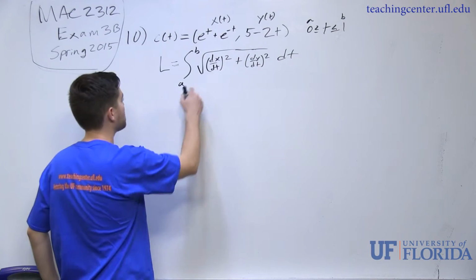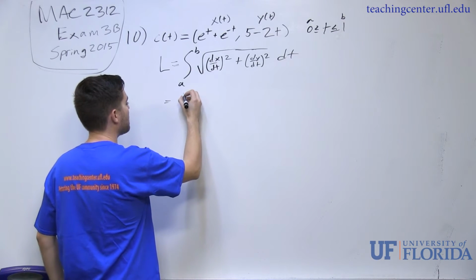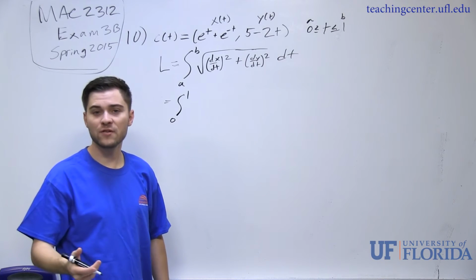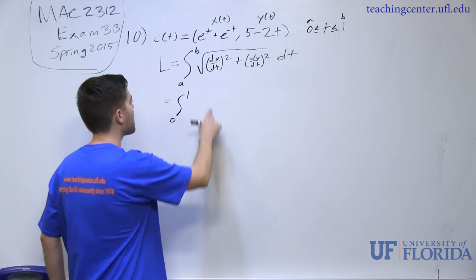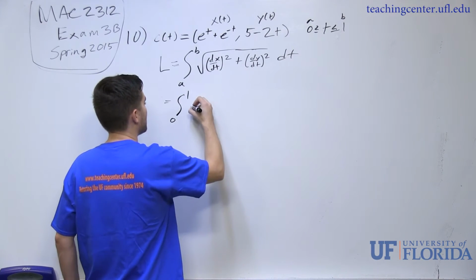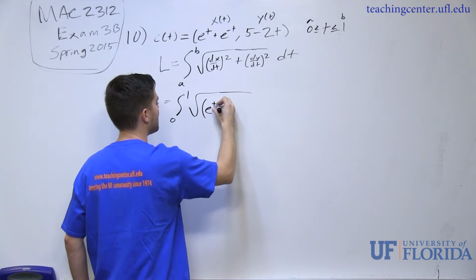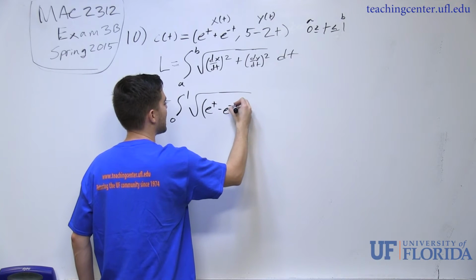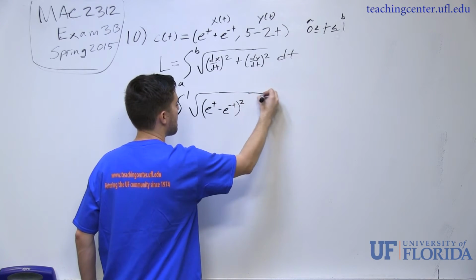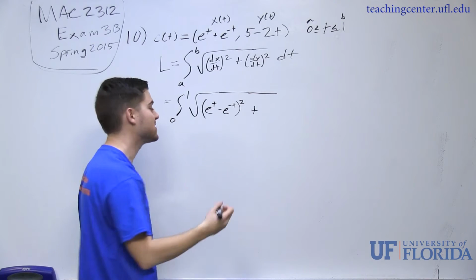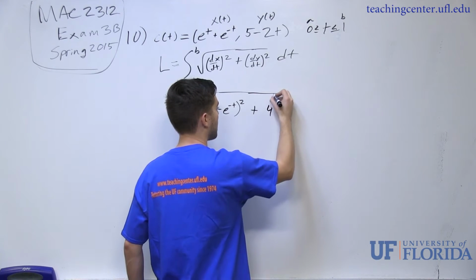So let's go ahead and plug into this formula. My a and b, I already know that's 0 and 1, and the interval is usually given to you, so you just need to find it in the problem. dx dt is e to the t minus e to the negative t, quantity squared, plus the derivative of 5 minus 2t with respect to t, which is negative 2, so I end up getting 4.